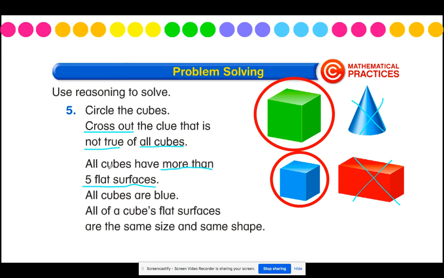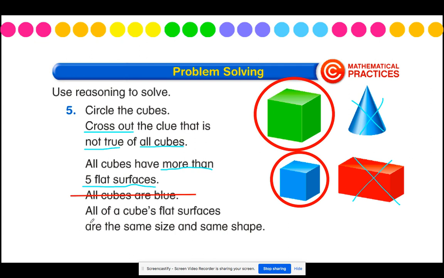So do all cubes have more than 5 flat surfaces? Shout out your answer. I hope that you said yes, because all cubes have 6, and 6 is more than 5. So that clue is true. All right, the next one, it says all cubes are blue. So we circled 2 cubes here. Are all of them blue? Shout out your answer. I hope that you said no. So I'm going to cross out that fact because that is not a true fact about all cubes.